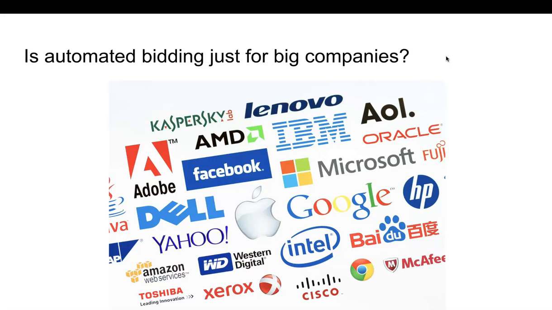Okay, so is automated bidding just for big companies? Honestly, it's for any size company. It can automate bidding so that it's less risky than manual guesswork. It uses real-time data, continuous learning, and adjusts at the auction level far faster than any human could.